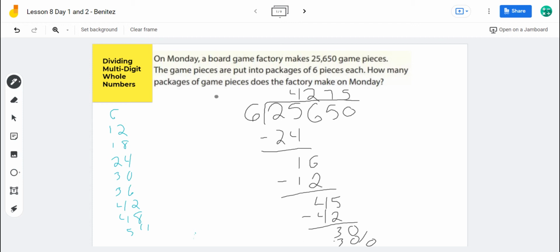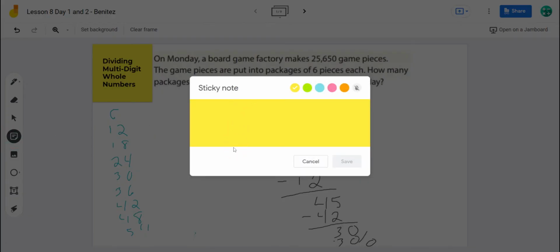So how many packages of game pieces does the factory make? This is going to be our answer. I'm going to go ahead and type that out. The number of packages is 4,000, I think 275, but let me check.